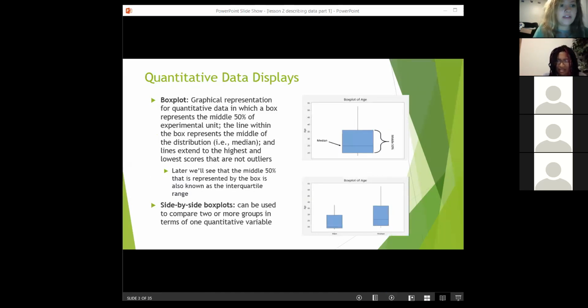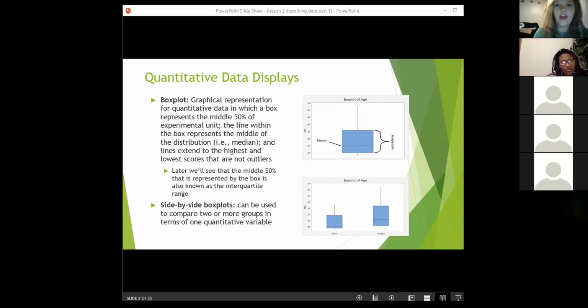So here's some of the new stuff. We have quantitative data displays, and the reason I went over that is because you want to understand what quantitative is, so you know when to use these different data displays. They're displaying numerical data. We have box plots, which is the first picture on the right. This is really good for looking at your 5-number summary, your minimum and your maximum. It's a really good visual for that.